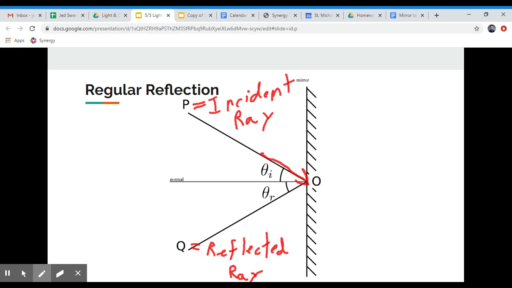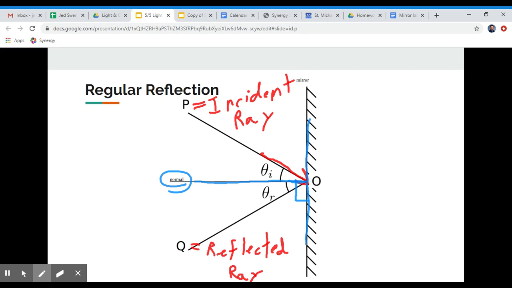Now, here's the important part to understand: we have something along our surface called a normal line. Okay. A normal line, which you can see right here, is just simply the line that is perpendicular, or 90 degrees, to the surface that it is reflecting off of. So we're basically dealing with two 90-degree corners right here.